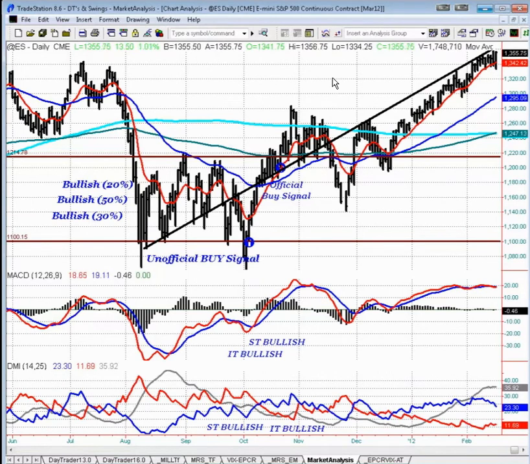I don't know if you guys can see that, 1356, but what we've had essentially is a move to the upside off of the short-term measure of support, resistance, and trend. And sorry for that interruption. 1340.